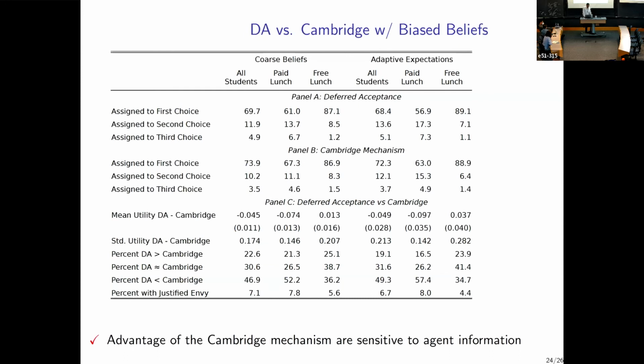And things change a little bit when you think about coarser beliefs or adaptive expectations. The numbers are not so big as they were before, but they are in the same ballpark. So this gives us an idea that, yeah, you can question our assumption on beliefs, but if you change it, you're not going to get much difference.